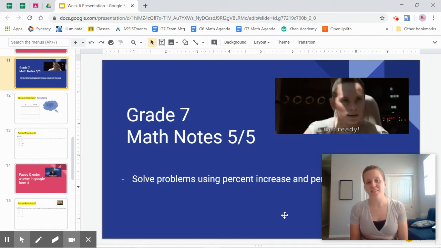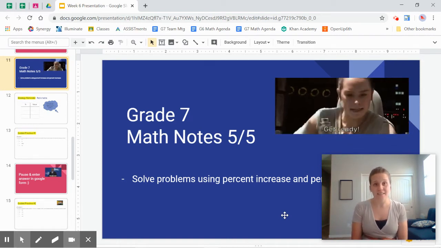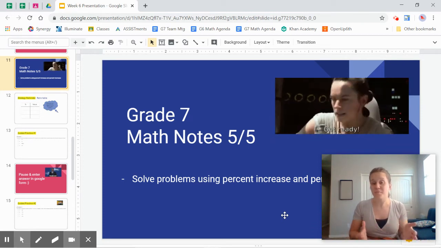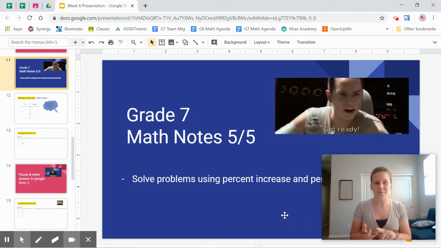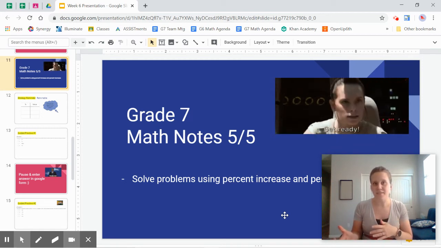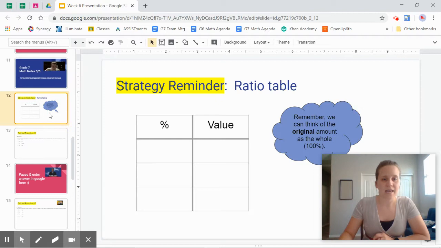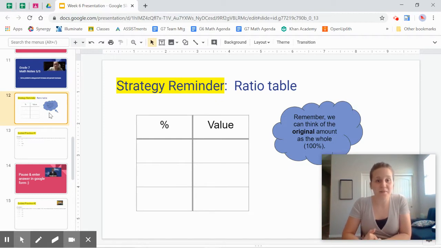Today we're going to solve problems using percent increase and decrease. So we're extending our skills from yesterday, just solving percent problems, the part, the whole, or the percent. And we're applying that to story problems related to percent increase and decrease. One thing that I want to remind you of is that we are still using the ratio table for all of these questions. We're getting really, really good at using this for percent problems, and we're already really good at using it outside of percents.